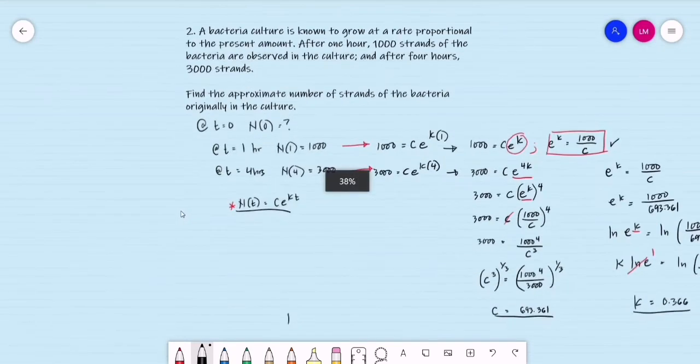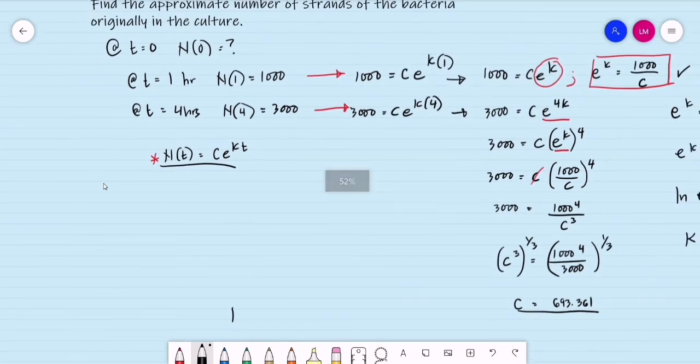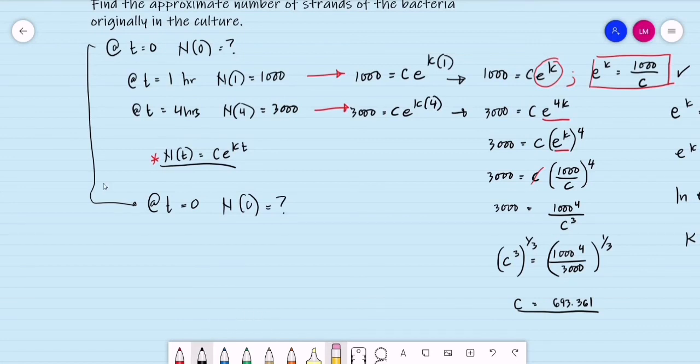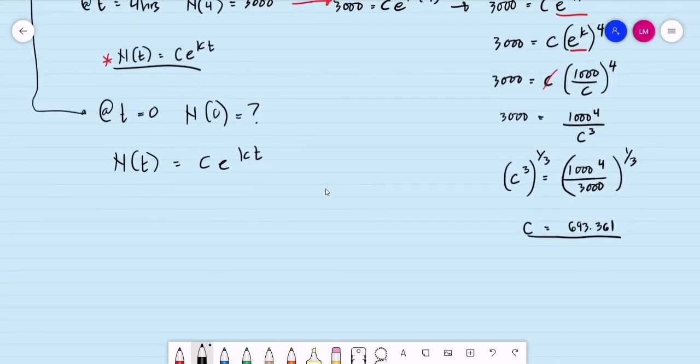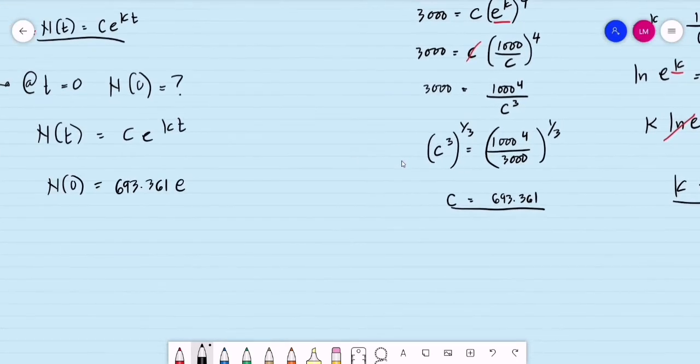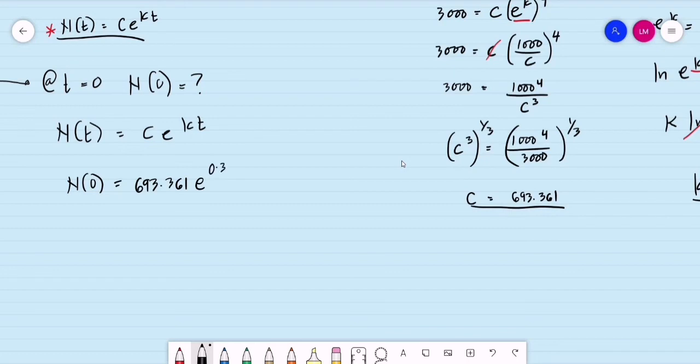Again, we are looking for the original amount of bacteria in the culture. That is at time equal to 0, what will be the amount of bacteria, N of 0? From our equation, N of t is equal to c e raised to k times t. This time we are now to substitute. N of 0 is equal to c. What is the value of c? The computed value is 693.361, times e raised to k, where the value of k earlier is 0.366, raised to 0.366 at time equal to 0. But basically, any value raised to 0 is the same as 1.